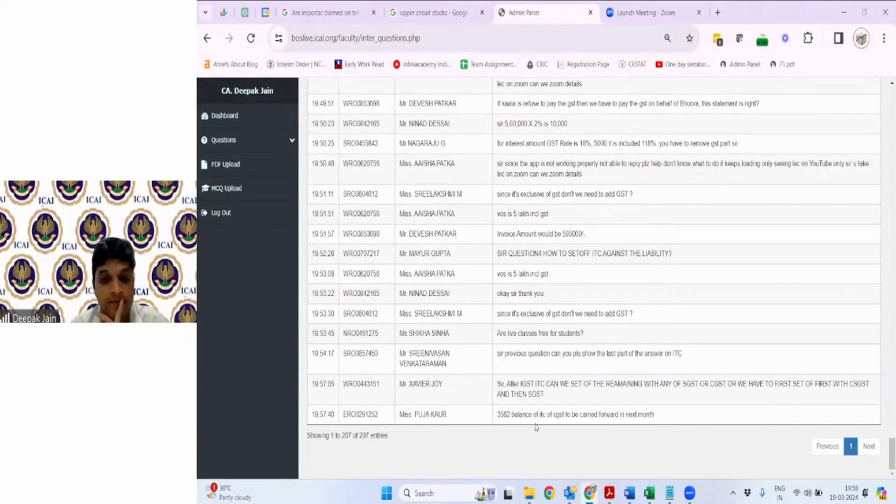Clear, Srinivasan? Correct. 3,582 balance of ITC of CGST to be carried forward in next month. After IGST ITC, can we set off the remaining with any of the CGST or SGST? We have to first set off IGST, and then you can set off either CGST or SGST. Not compulsory that you have to set off CGST. 50% you can use for CGST, 50% for SGST, that is also possible. Or 100% towards SGST, that is also possible. That flexibility is being given to you.